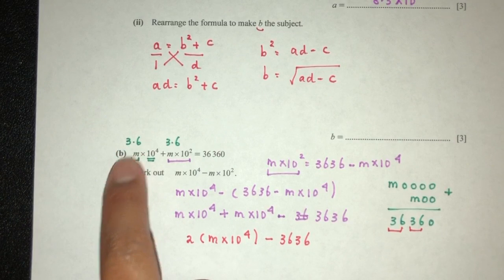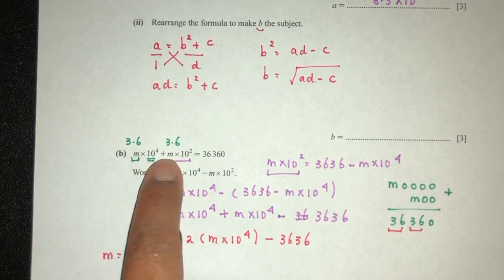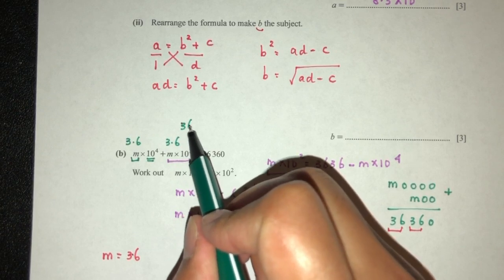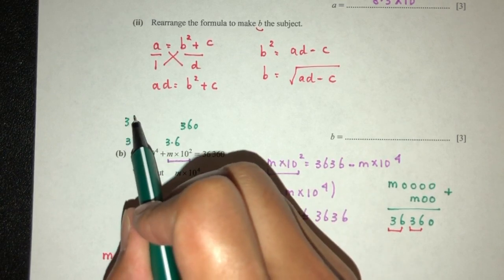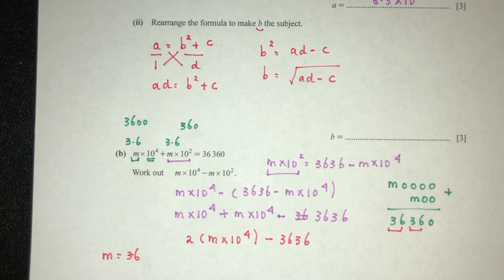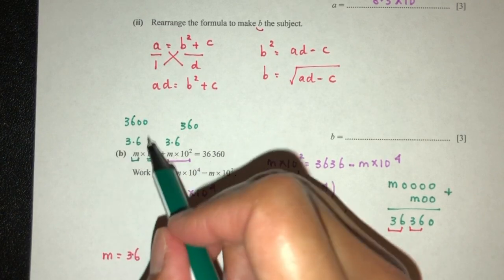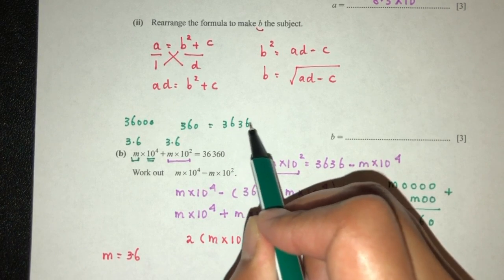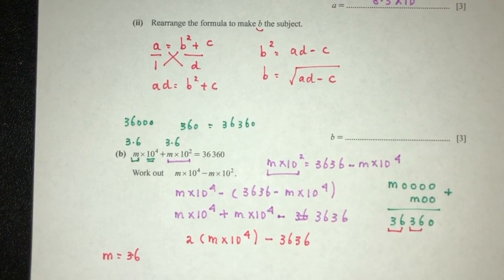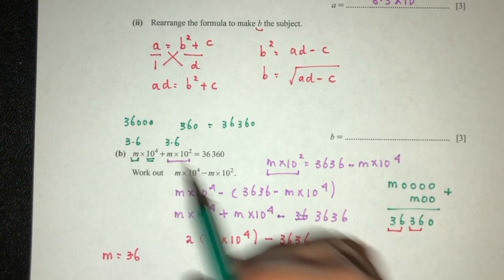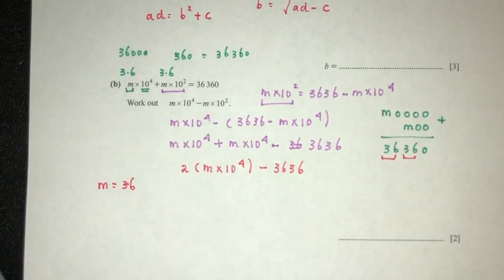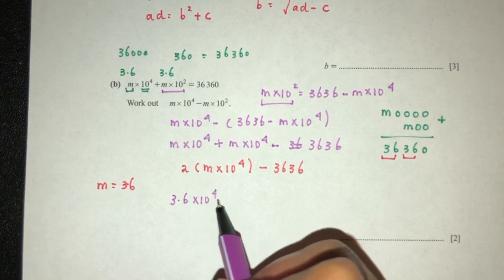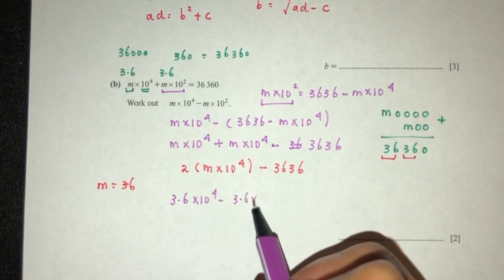So if you put m as this, if you were to add them, you will have this. If you check, this will be 360, and that will be 36123. That will be 4, and then that should give you 36360. So the main idea is we were able to find the value of m to be 3.6. Now let's replace back. You will have 3.6 times 10 power 4 minus 3.6 times 10 power 2.